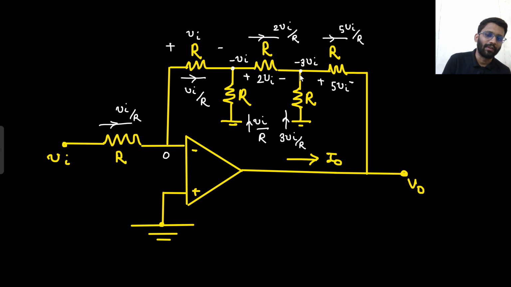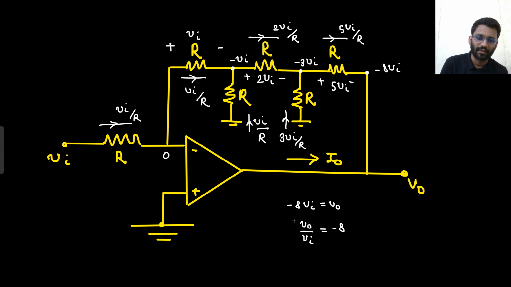So what will be your V naught? Minus 3 V in, minus 5 V in. What will be the drop here? Minus 8 V in. So minus 8 V in is equal to V naught. So what is your V naught by V in? Your V naught by V in is minus 8. That's it. This is the first question.